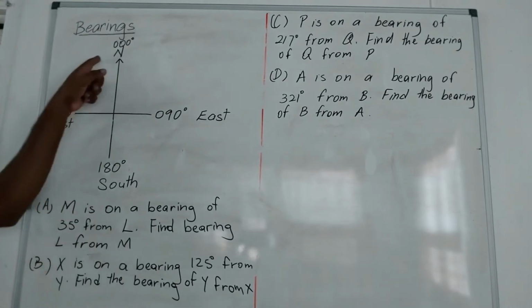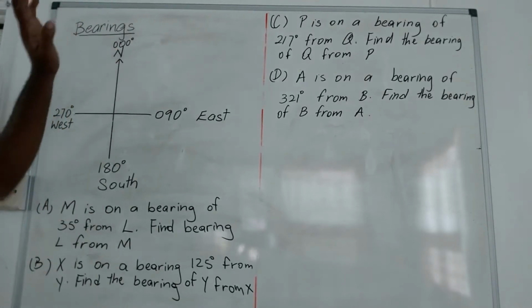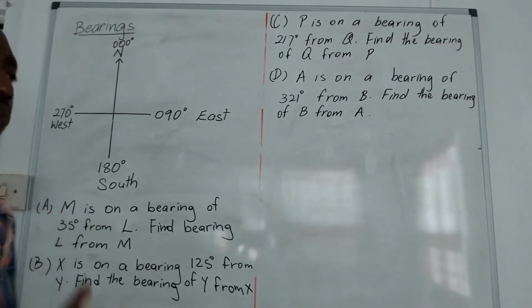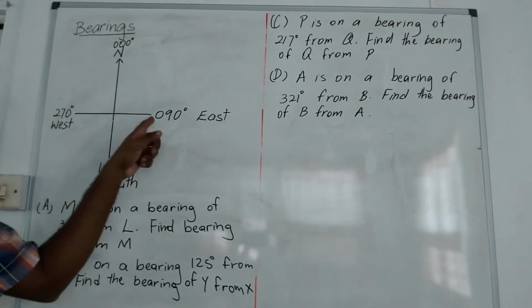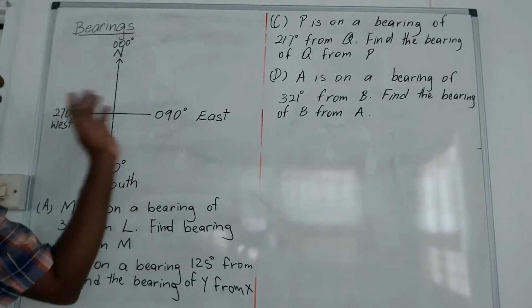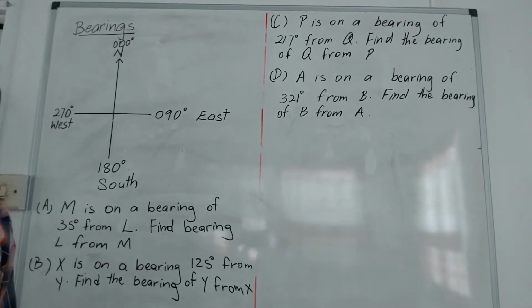So north is represented by 000 degrees. That's our fixed point. East is 090. When someone says they're walking due east, it means they're walking on a bearing of 90 degrees. If they're walking due south, they're walking on a bearing of 180 degrees. If they're walking due west, they're walking on a bearing of 270 degrees.